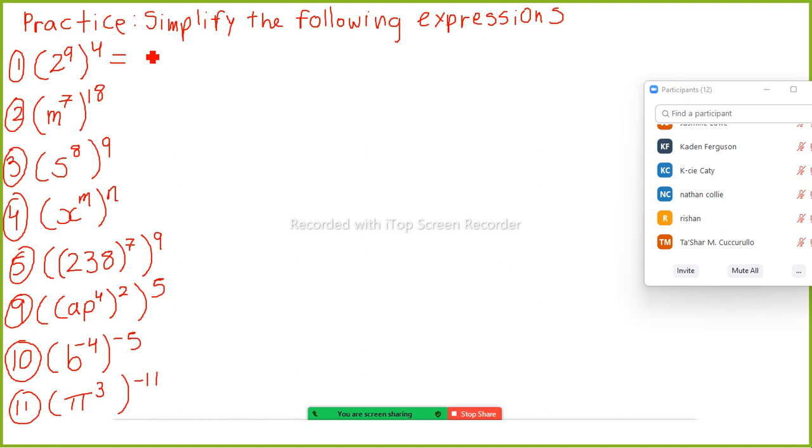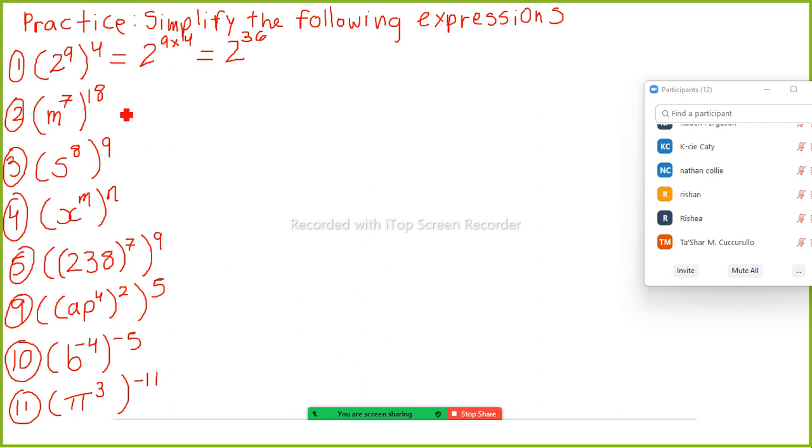Excellent. So it's going to be 2 times 9, sorry, 2 to the power of 9 times 4 is going to be equal to 2 to the power of 36. Alright, good.